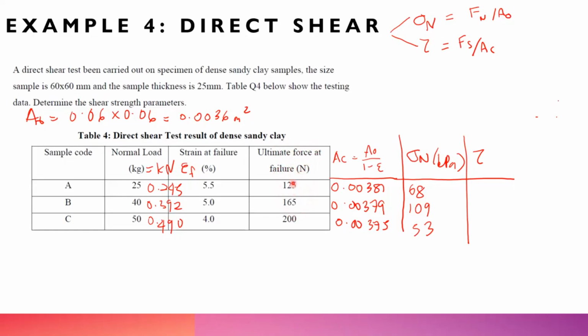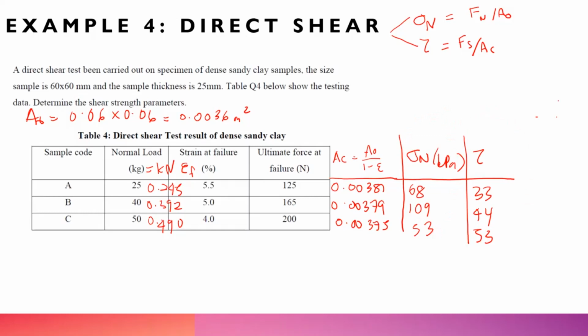So this would be 0.125. You just divide by 1000, Newton to kilonewton, and this one would be 0.165 kilonewtons and 0.2 kilonewton. Divide by whatever change in cross-section area here. After the calculations, I found that the shear stress at failure will be about 33 for sample 1, 44 for sample 2, and 53 for sample 3. So now you already have those two important pieces of information, which are normal stress and shear stress.